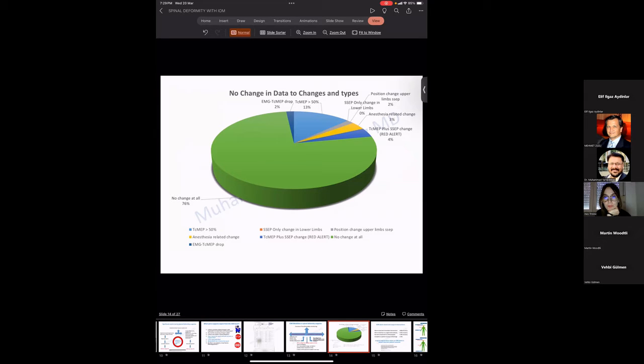It says TCMEP change greater than 50%. 13% of those patients presented with a TCMEP change greater than 50%. Then we have SSEP. Interestingly, we spoke about multimodality monitoring. So far in scoliosis cases, I have not seen a single patient with only SSEP loss.